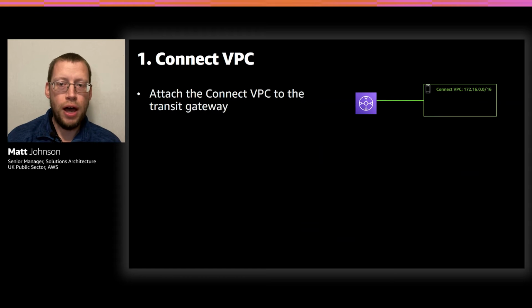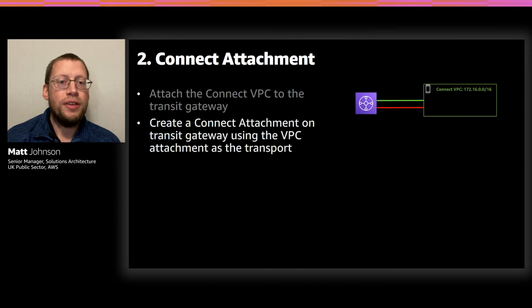So we'll walk through the different stages of doing this and the features you need to include. First, as mentioned before, we need to attach the Connect VPC to the transit gateway. And we do this using a VPC attachment as we would any other type of VPC attachment. We then create a Connect attachment on the transit gateway using the VPC attachment as the transport. So again, the Connect attachment runs over the top of the VPC attachment.